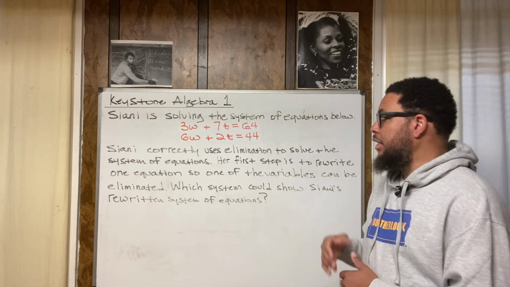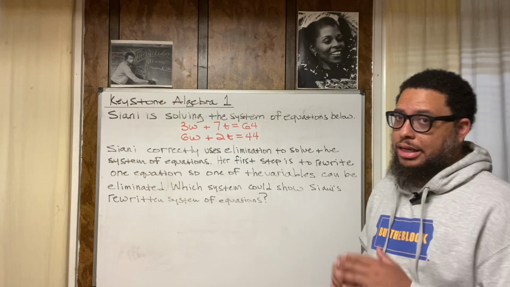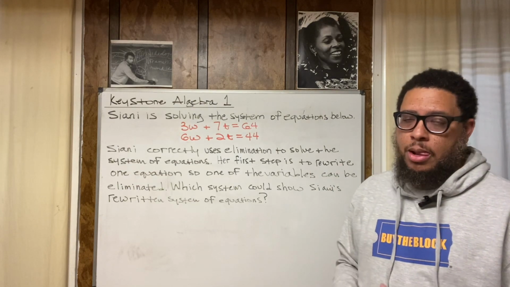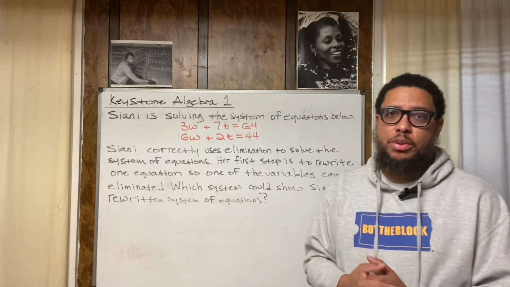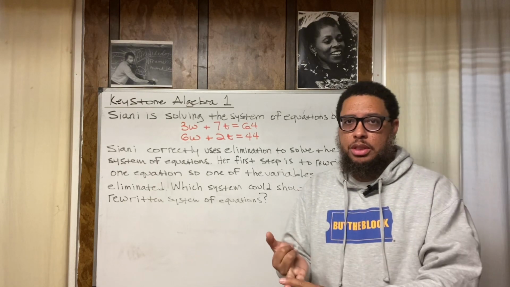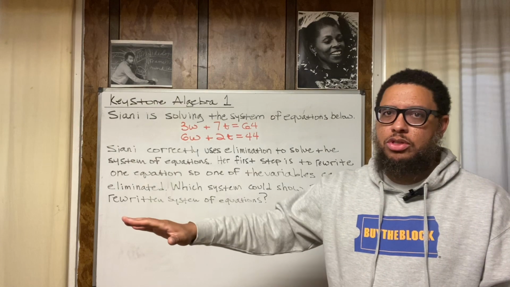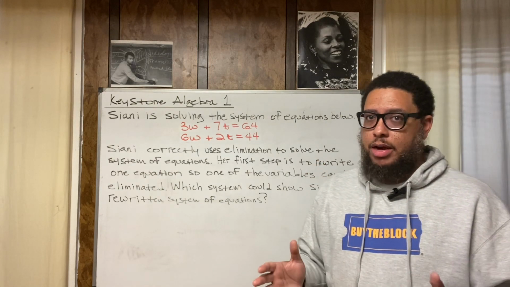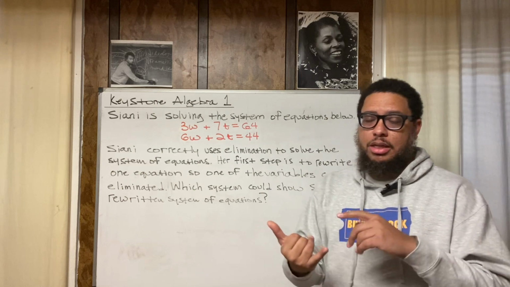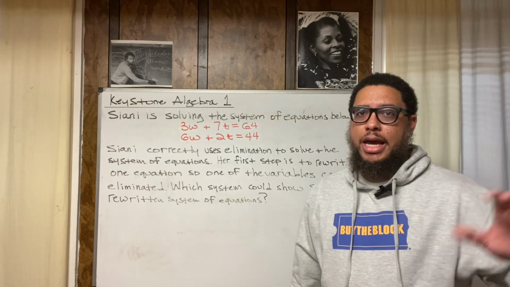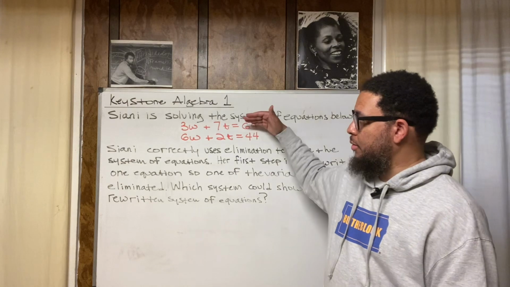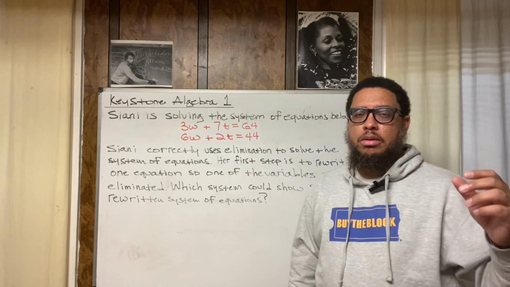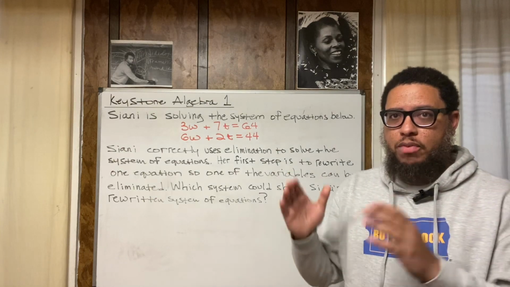Siani correctly uses elimination. That's very key. Elimination is one of the methods that we use to solve systems of equations. The most popular methods for solving systems of equations are elimination, substitution, and the graphing method. There are some other methods also dealing with matrices, Cramer's rule, stuff like that. But the top 3, right? The top 3 picks for solving a system are going to be either elimination, some textbooks call it the addition method because you end up adding the top equation to the bottom equation in order to eliminate one of the variables, but elimination, substitution, and the graphing method.